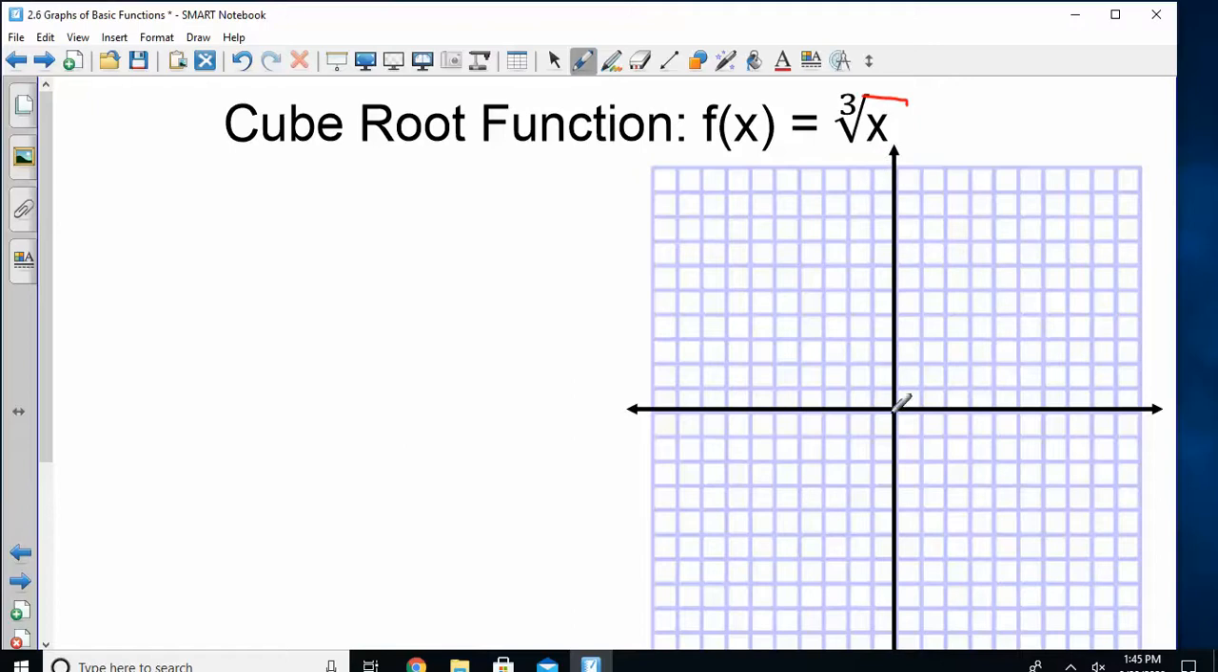So the cube root of 0 is 0. Cube root of 1 is 1. What's another number I could do the cube root of? 8. Cube root of 8 would be 2. What about cube root of negative 1? Negative 1. Cube root of negative 8?